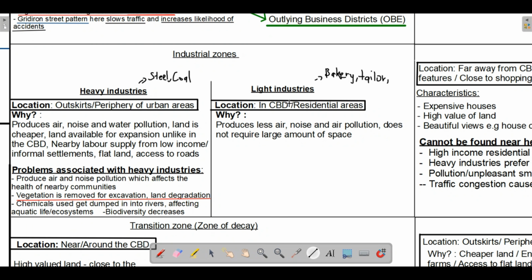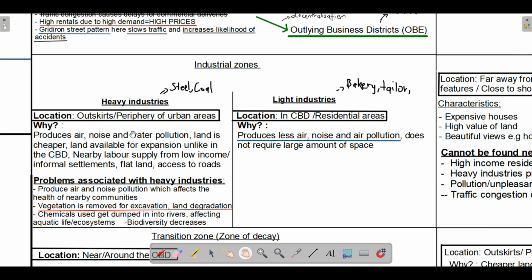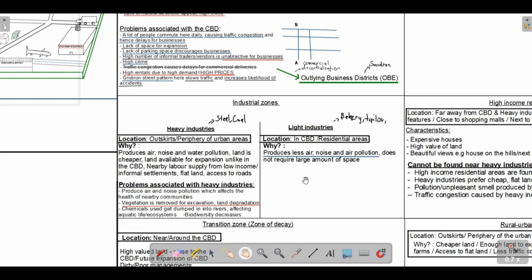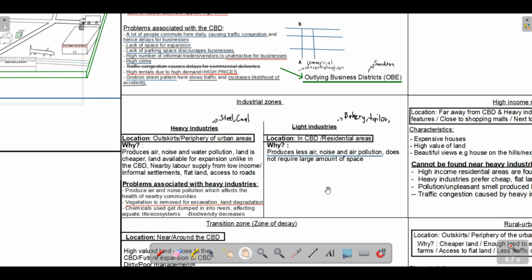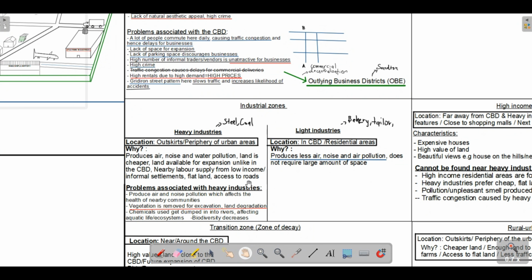That's the reason why they are in the CBD, is because they produce less air, noise, and air pollution, and actually they do not require a huge amount of space like your heavy industries. So it's a no-brainer for them to be part of the CBD or residential areas. Okay. So those are your industrial zones, guys.